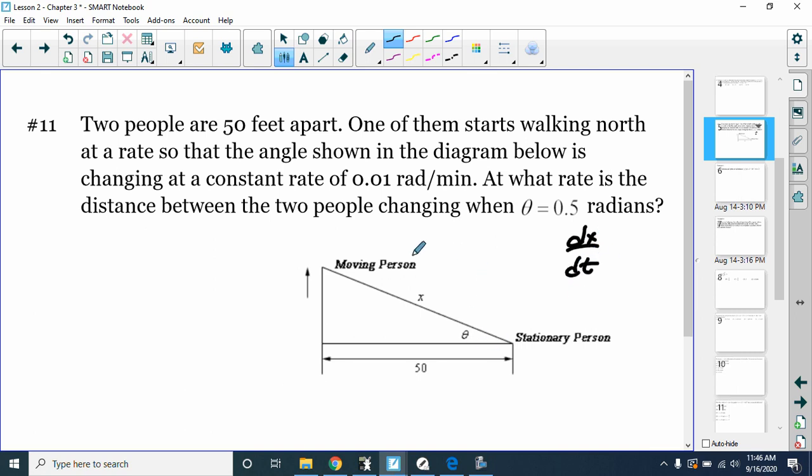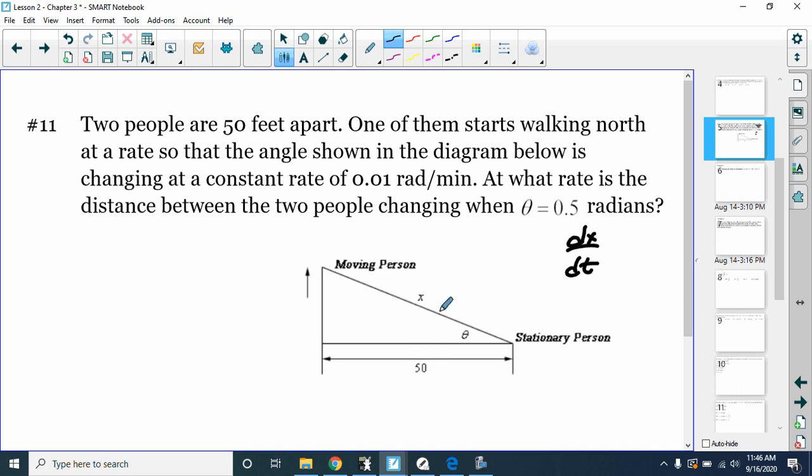We need a relationship between the variables here. Notice as this person walks north, x is going to change. It's going to get bigger. Theta is going to change. It's getting bigger. But this distance right here stays constant. It is a constant 50 feet. So when you set up your equation, x has to be a variable. Theta has to be a variable. But this side can be a constant.